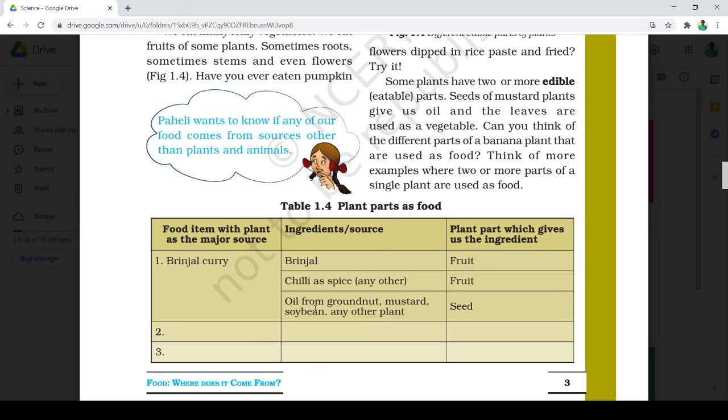So now brinjal curry. What are the ingredients? Brinjal, chili as spice, oil from groundnut, mustard, soybean, and other plants. From which plant part do we get brinjal? Yes, fruit. Chili, fruit. Oil is from seed.